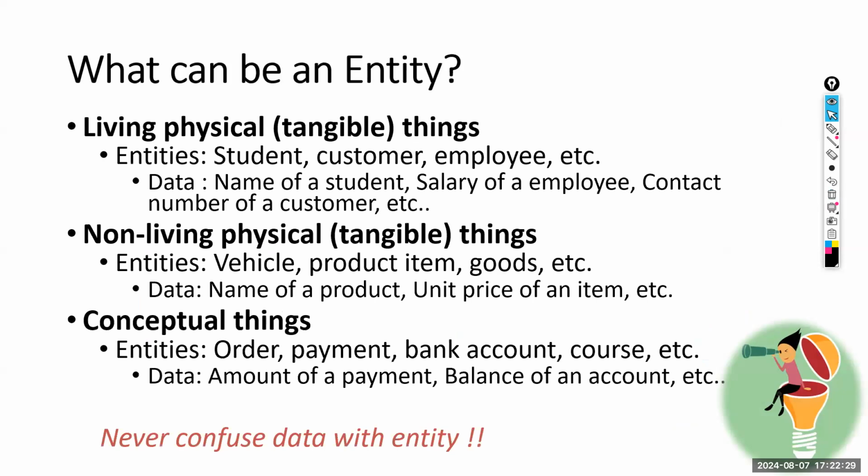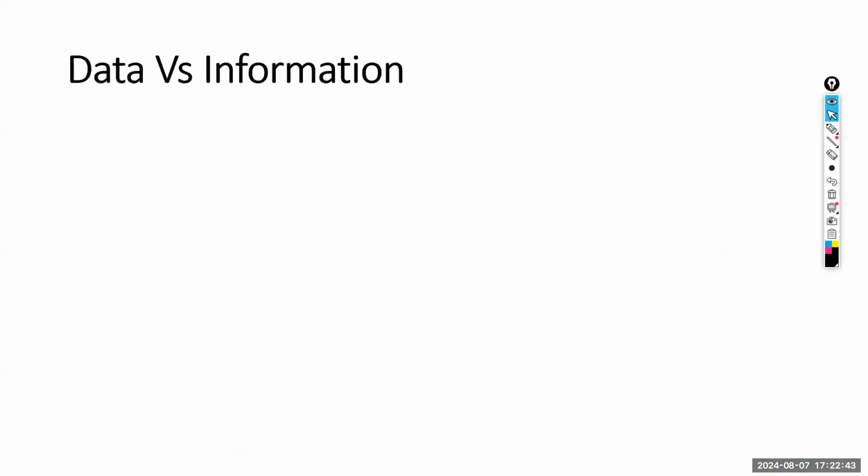So never confuse data with entity. If you are not very sure about whether it's data or entity, that means you need to think again, again, and again until you get this resolved. Right. So now we can think about data versus information. Seriously again. Remember, data is attributes or properties of an entity.